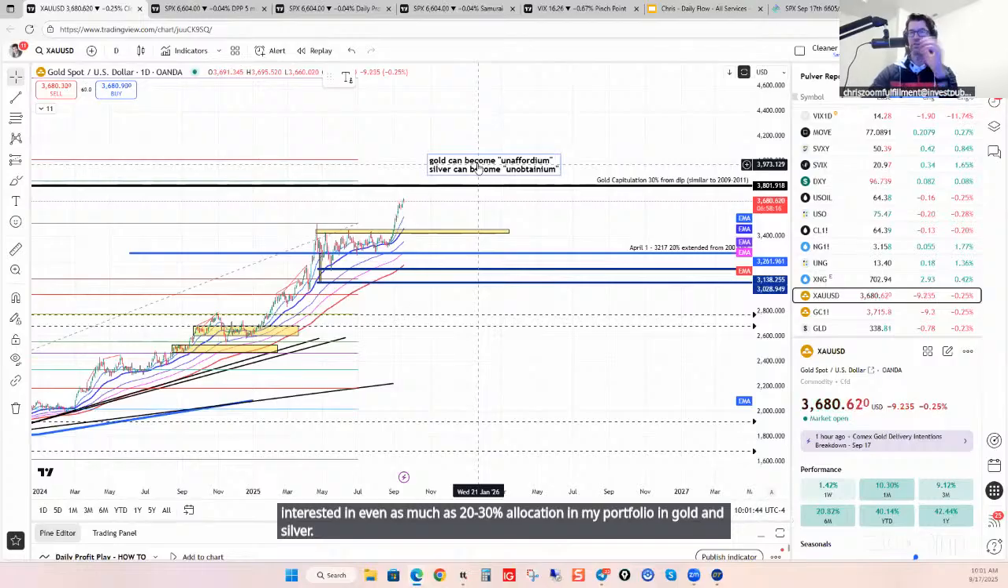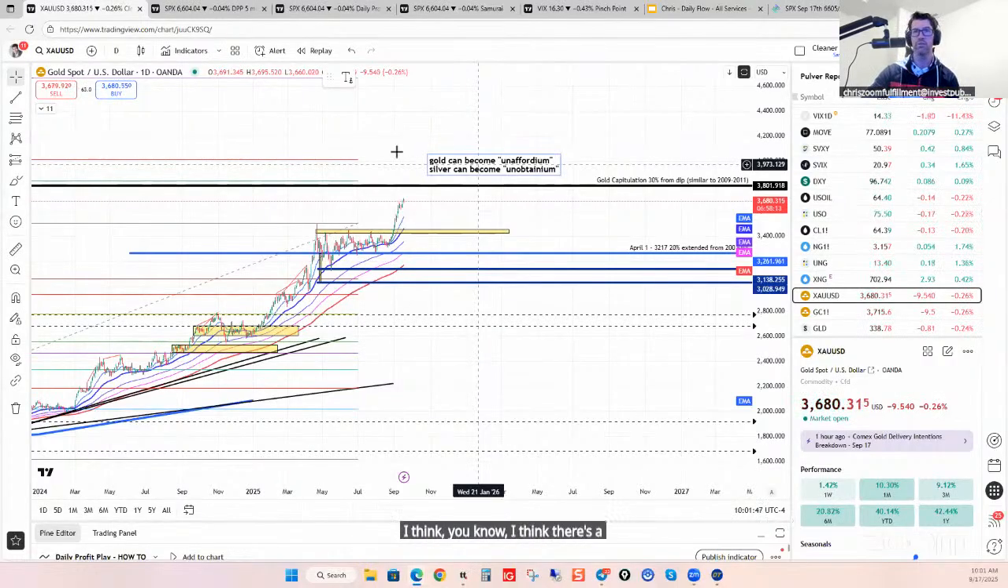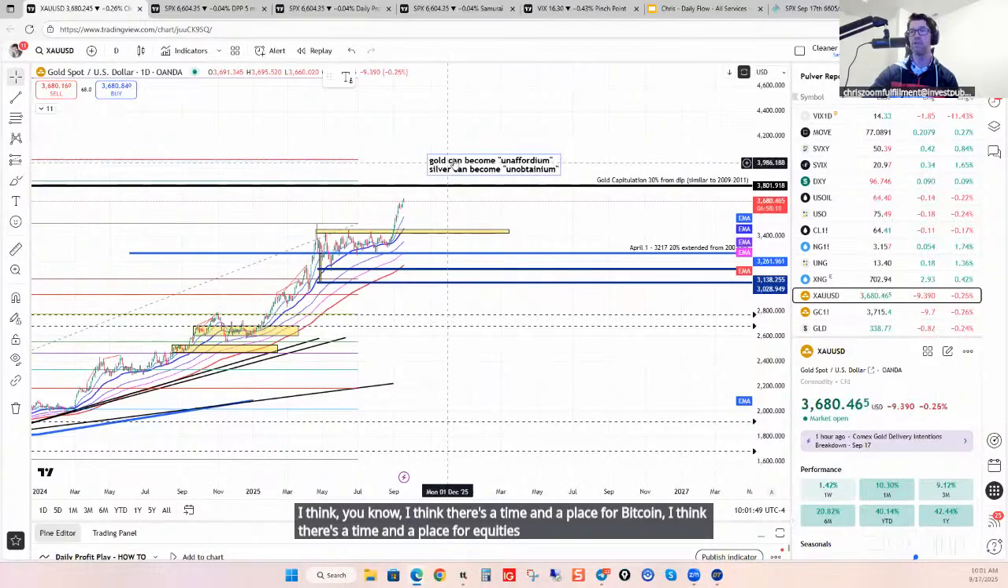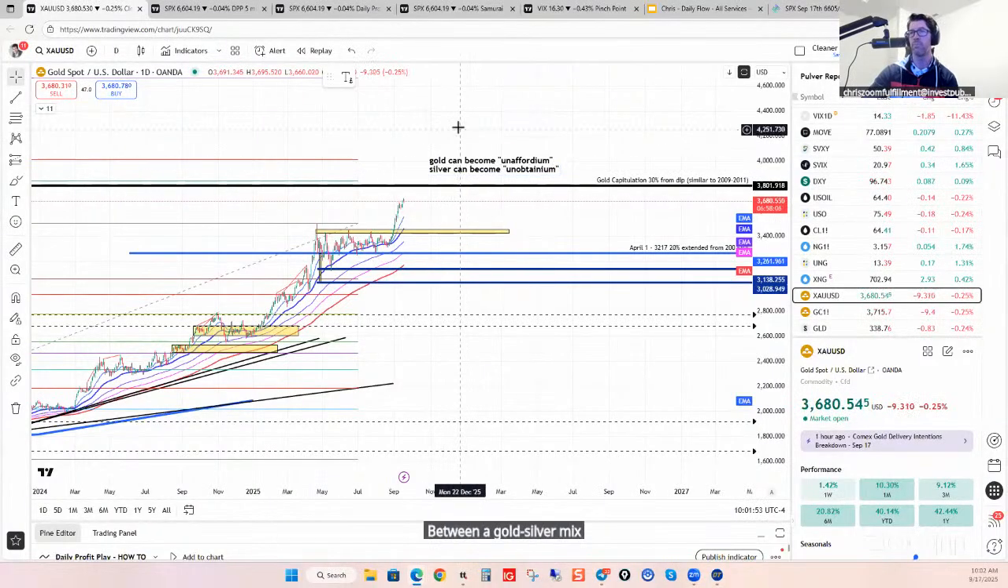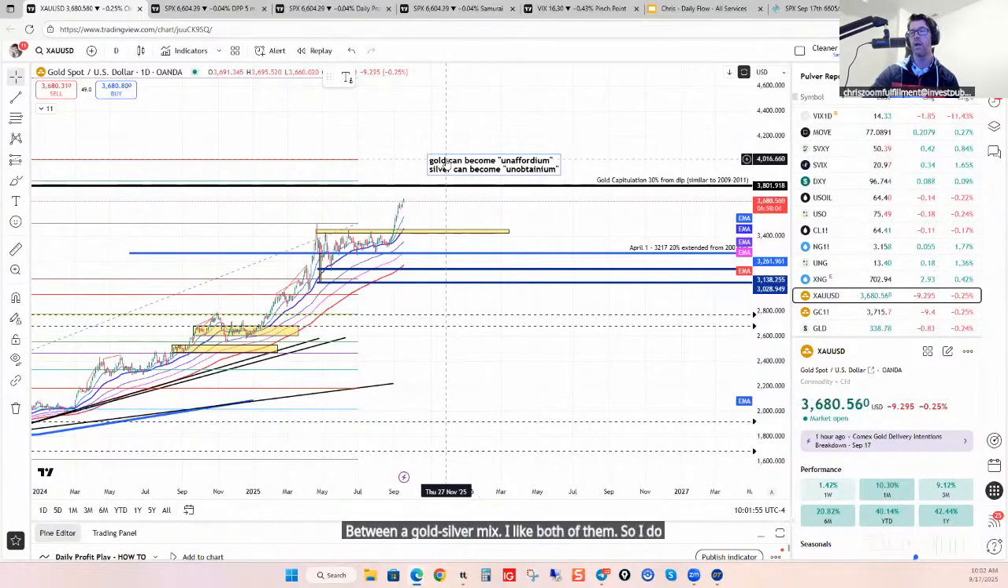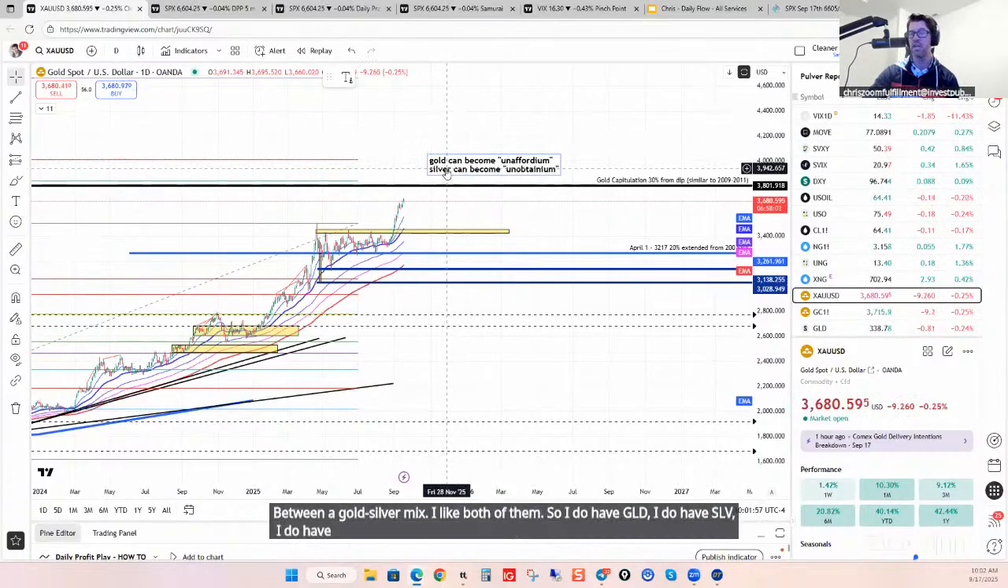I think there's a time and a place for Bitcoin. I think there's a time and a place for equities. But I think upwards of 30% between a gold silver mix. I like both of them. So I do have GLD, I do have SLV, I do have CEF and PHYS.